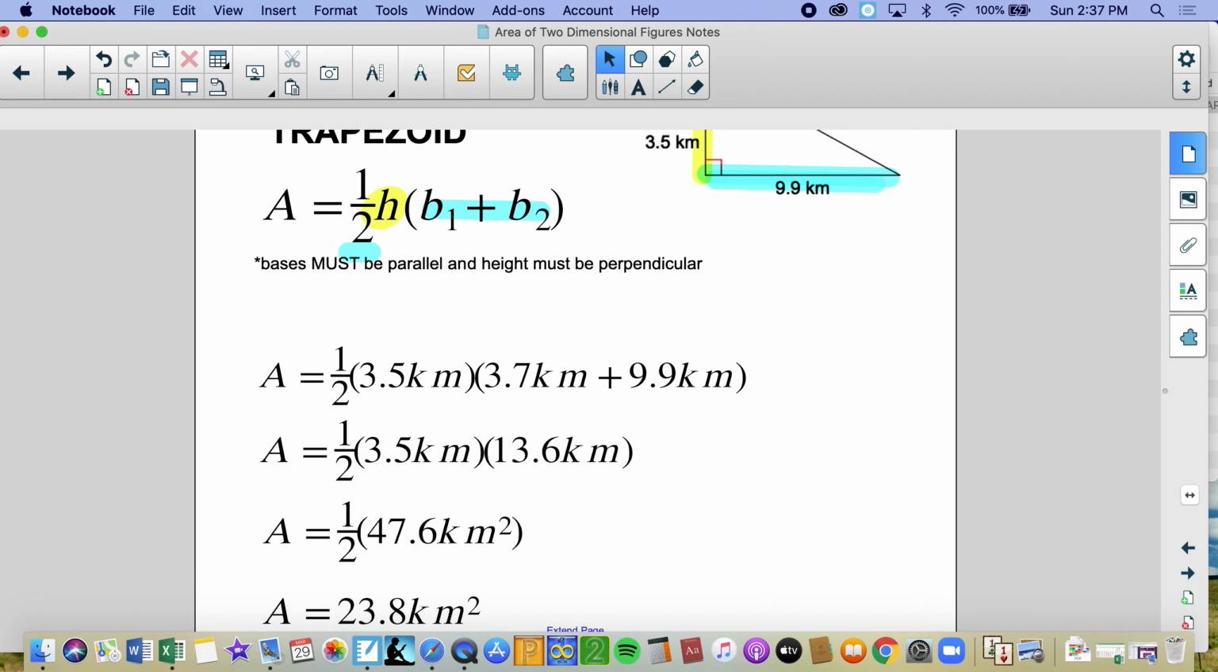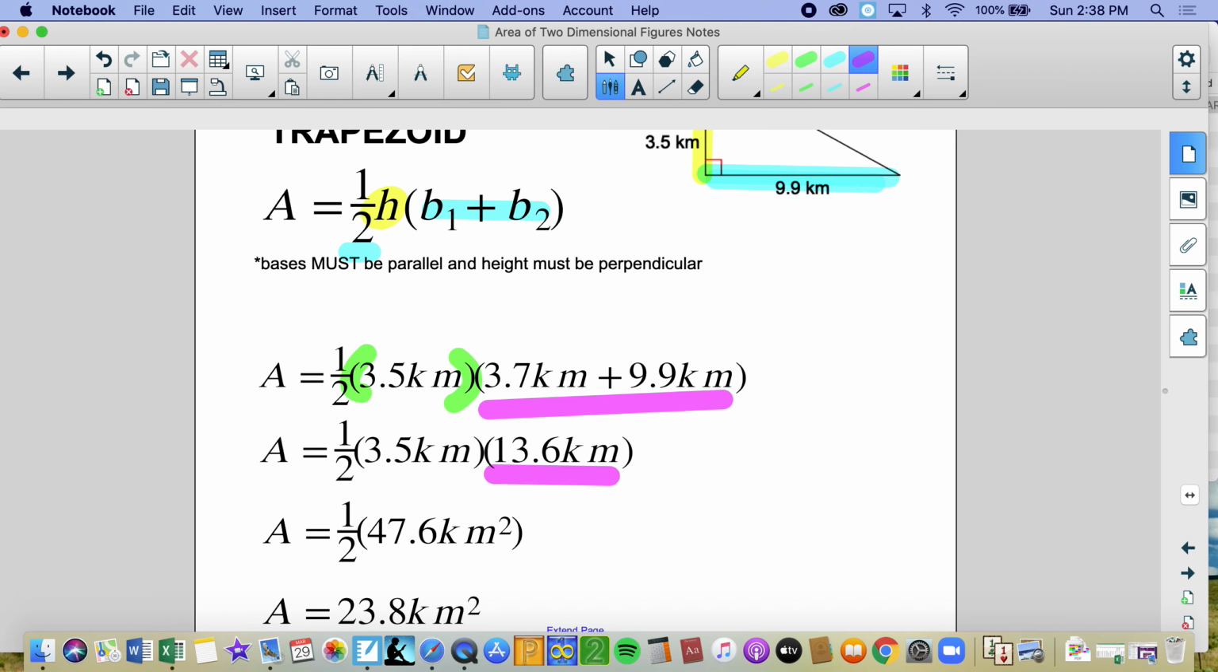In order of operations, this is not a parenthesis. That is not a grouping symbol. That's just showing multiplication. So we have to do what's inside these parentheses first. We add those 2 together and get 13.6 kilometers. You're going to multiply that by 3.5 kilometers. 3.5 times 13.6 gives us 47.6. And because we're multiplying, we're going to get kilometers squared, because we're multiplying kilometers times kilometers.